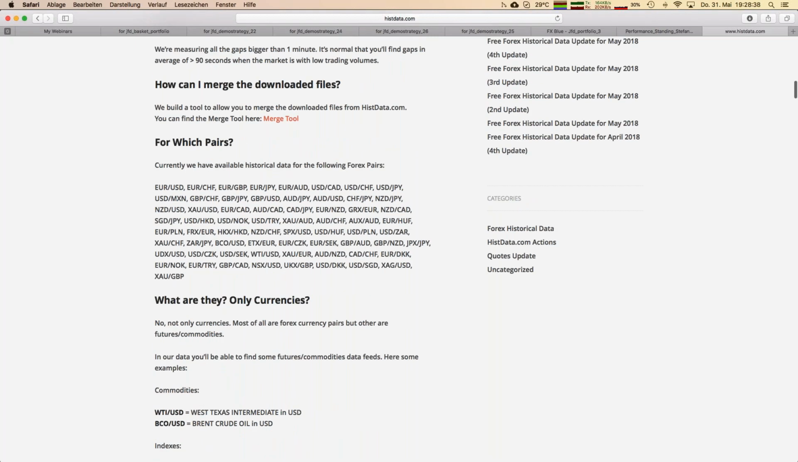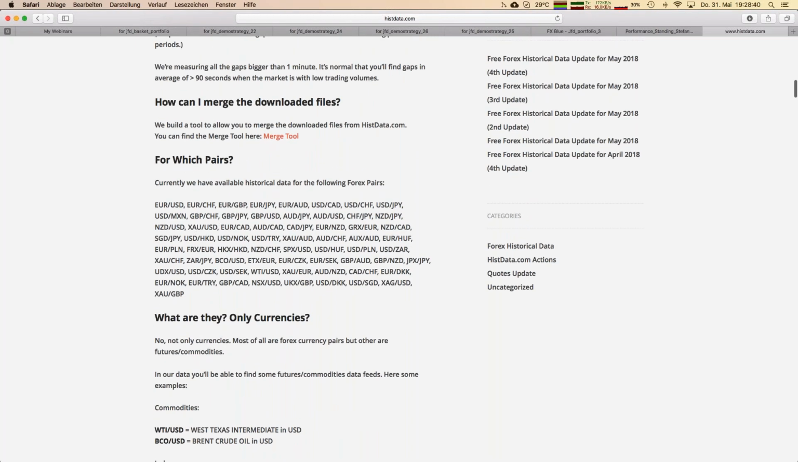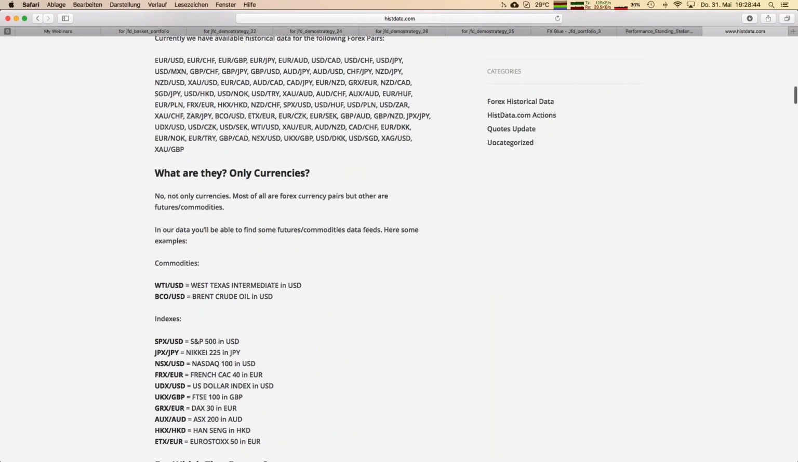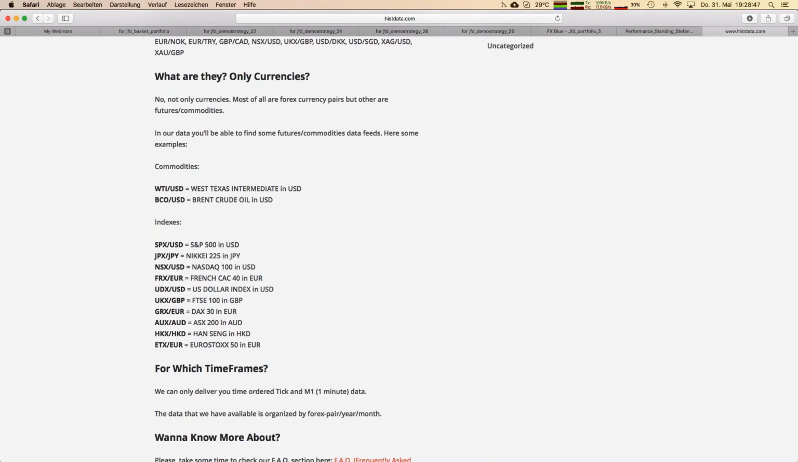But everything starts, of course, with Forex. You can have Forex data there as well. But if you want to have indices, then please look on the first page here, because they use really weird symbols. And the S&P 500, for example, has the name SPXUSD, or the DAX has the name GRXEUR. So it's a little bit funny, but if you know it once, then you are fine.